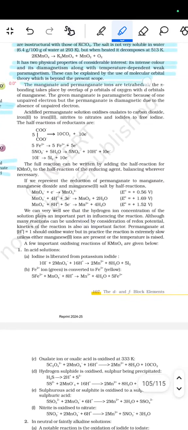इसके बाद फिर आता है, in the manganate and the permanganate, for tetrahedral the pi bonding takes place by the overlap of p orbitals of the oxygen with the d orbitals of the manganese. The green manganate is paramagnetic because of the one unpaired electron, but the permanganate is diamagnetic due to the absence of unpaired electrons. Acidified permanganate solution oxidizes oxalates to carbon dioxide, iron 2 to iron 3, nitrites to nitrates, and iodides to free iodine.